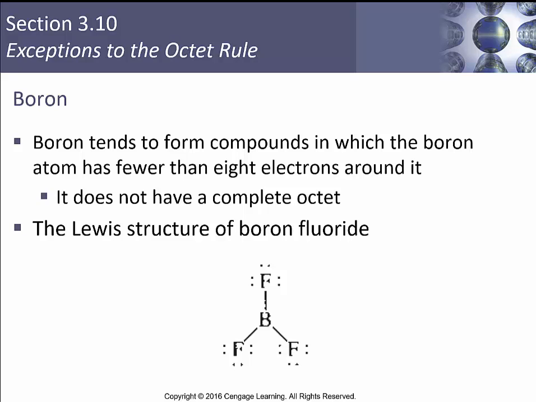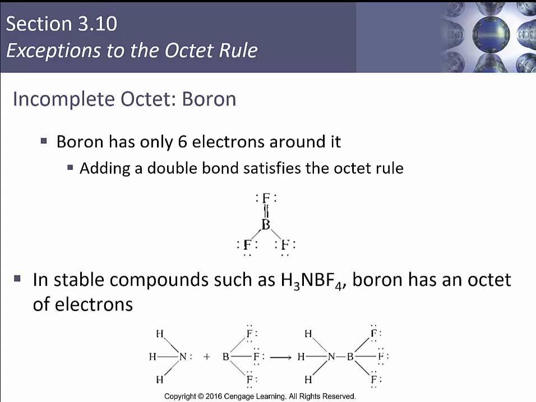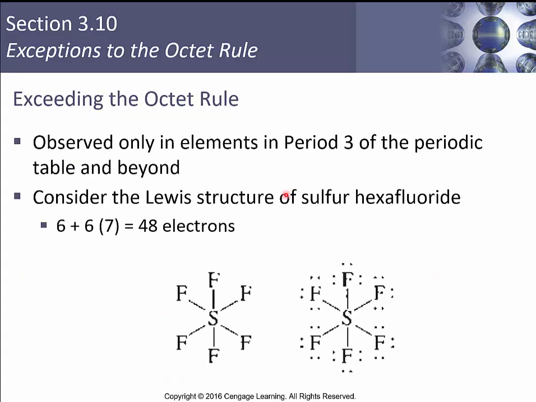This boron only has 6 electrons around it. By adding a double bond, it's going to satisfy that octet rule, but you're really not going to want to do that with your fluorine. What's going to happen instead is that you're going to form some of these stable dimerized compounds with boron. Other things are going to expand the octet, exceeding the octet rule.